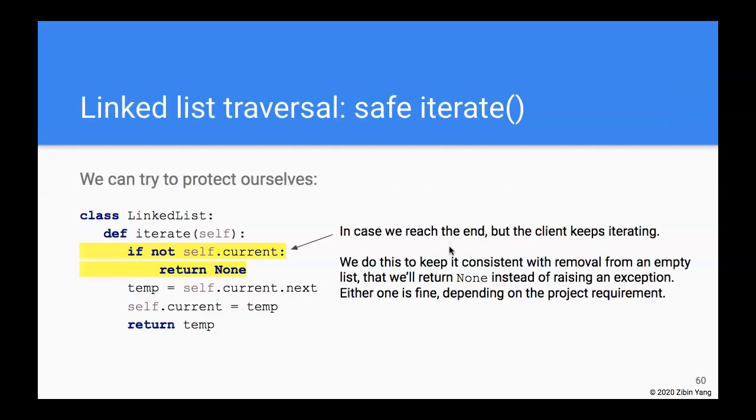Now, that's a design choice. We don't always have to do this. Like we saw previously in iterables, it's okay if we reach the end of an iteration and we signal the end of it by raising an exception. So that's also okay. Either way is fine. It just depends on what you want to do with your project, or what your product management tells you to do.